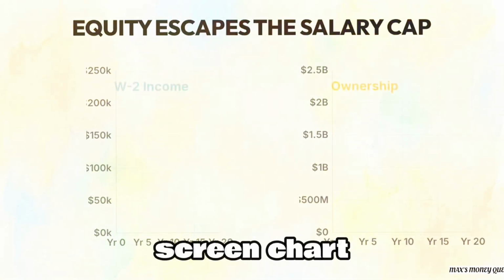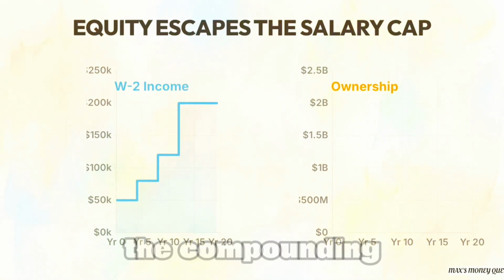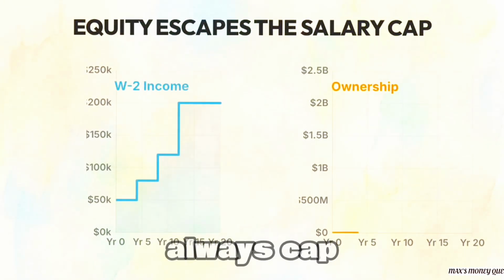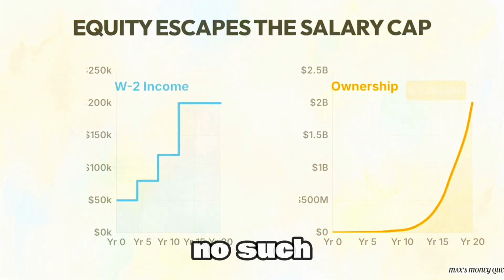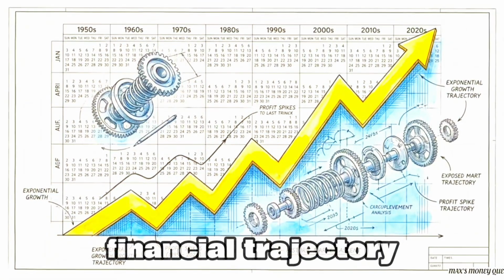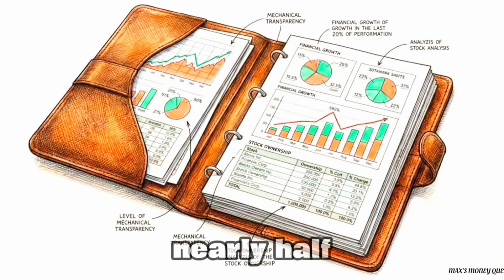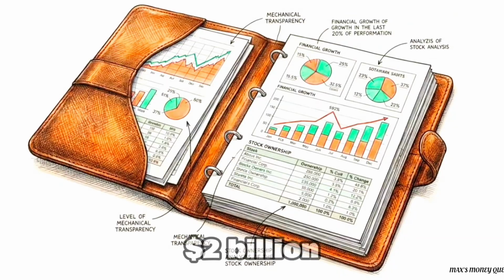This split-screen chart visualizes the mathematical limits of a standard W-2 income compared to the compounding potential of asset ownership. An hourly or salaried wage will always cap out, constrained by the physical hours in a day. Equity faces no such limit. Munger's own financial trajectory operates as the ultimate proof of this concept. Over a span of nearly half a century, his personal net worth scaled to an estimated $2 billion.